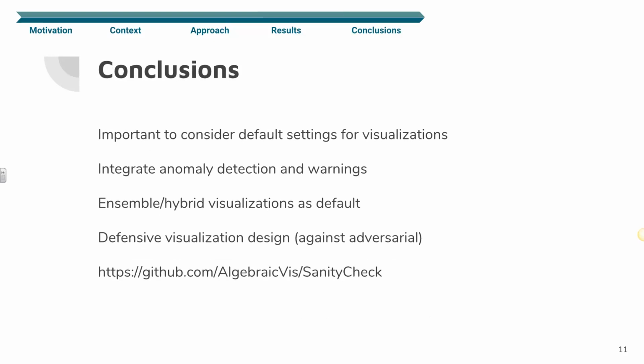So overall, this study showed that it's important to know what the default parameter settings are for visualizations and consider how you maybe should change them if you're looking for flaws. They also suggested that we could integrate automated anomaly detection and actually provide the user with a warning, prompt them that maybe they need to look deeper. They also suggested that ensemble visualizations might be a good idea to provide as a default. So just several different ways of looking at the same data juxtaposed.